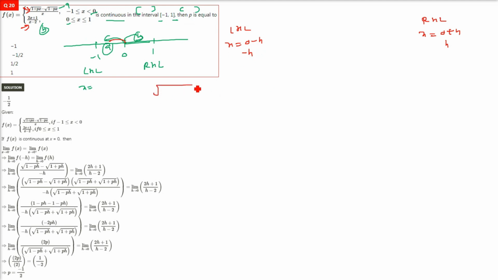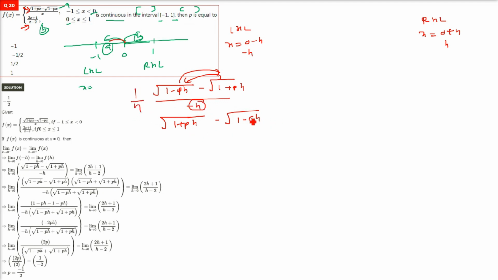Let us place it under root 1 plus px. So minus h we replace, so it will be 1 minus ph minus under root 1 plus ph, because minus minus is plus, since we are replacing negative h. So under root 1 plus ph it will be, and in the place of x, negative h. We can do one thing: we can swap the position of the under roots and get rid of this negative in the denominator. So we have under root 1 plus ph minus under root 1 minus ph. This has just been done to remove the negative in the denominator. We will deal with this h later.